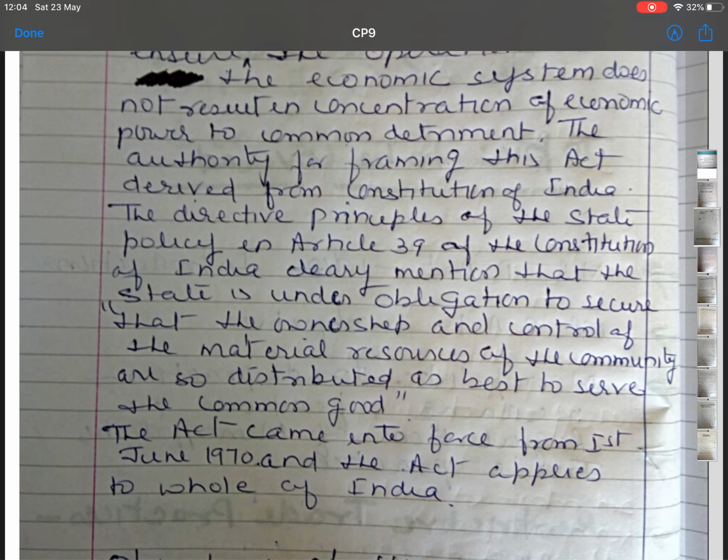So this is very clear that this act is based on the Constitution, where it is written that the ownership and control of material resources of the community should be distributed in such a manner that it serves the common good, or serves the community. It should be in favor of public interest. The public at large should benefit from its distribution or from its control.